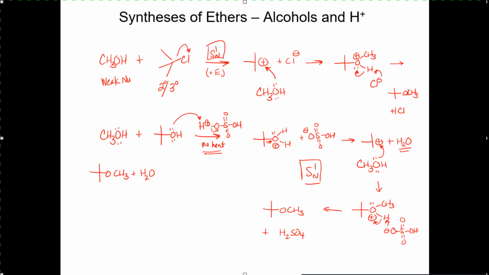Okay. Now, typically this will go through a carbocation intermediate, and so we will protonate the alcohol that will give us the oxonium ion that will lead to a carbocation intermediate. Is it possible to do this reaction in an SN2 mechanism? It is, but it will require some tricks.